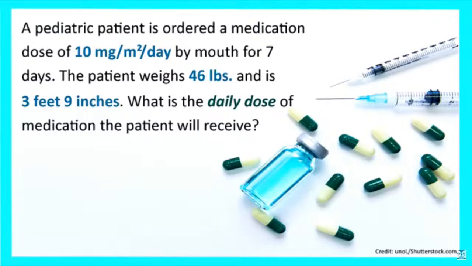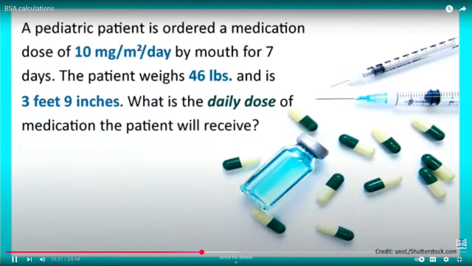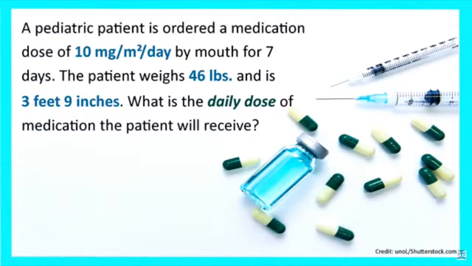So to solve for that, we need to know what the physician ordered. The physician ordered 10 milligrams per square meter per day. That's important. Now for 7 days, that's just really a distractor. So we know the patient's going to be getting this for 7 days, but the problem wants to know the daily dose. And because this medication is expressed in square meter, this is a body surface area calculation.